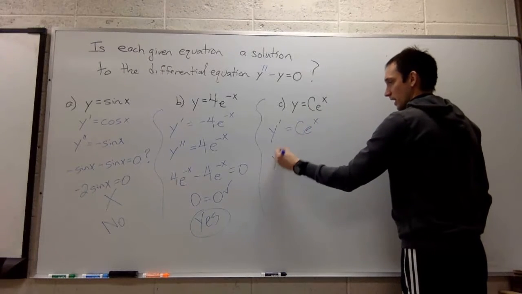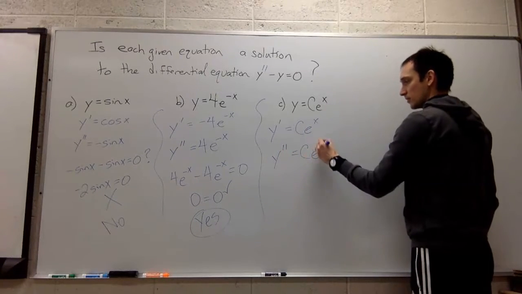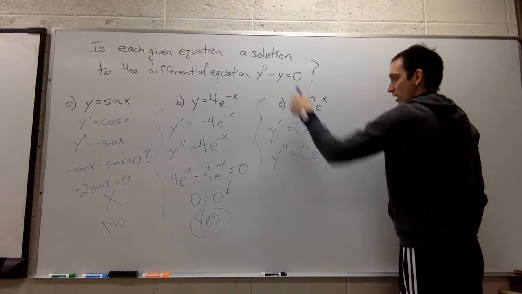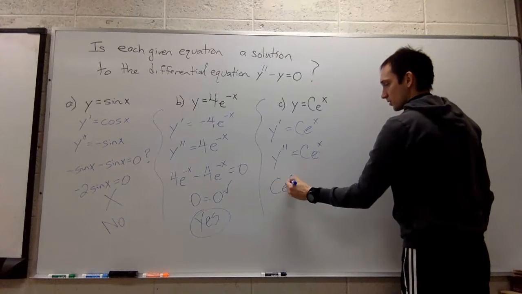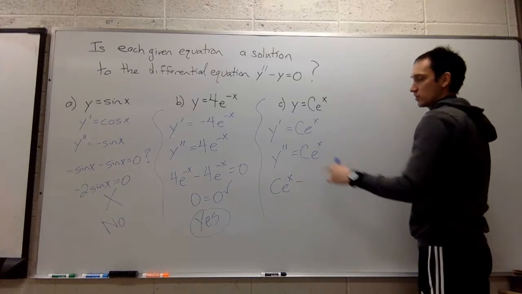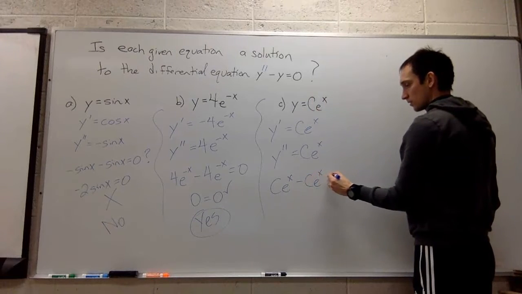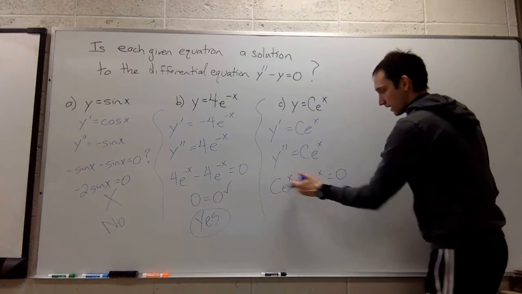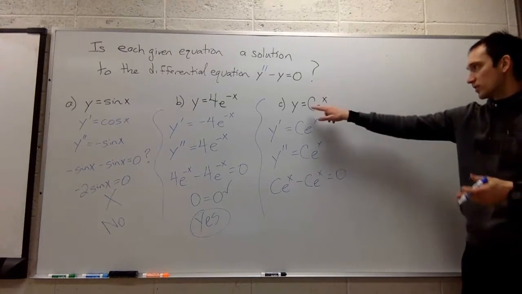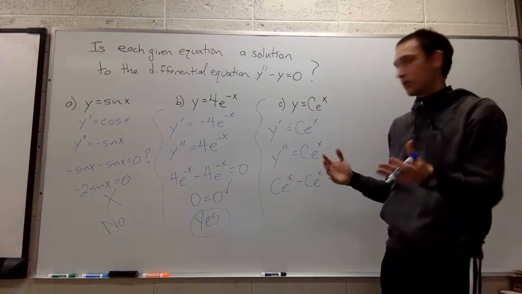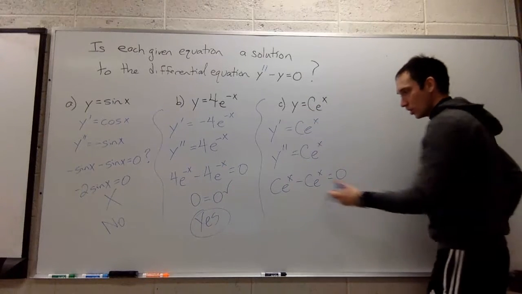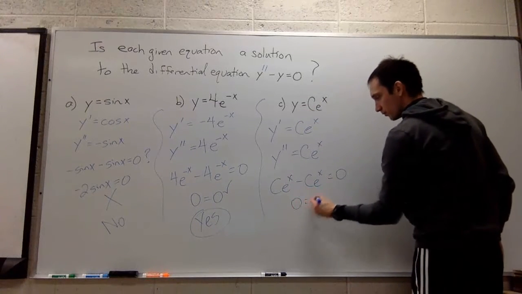You differentiate again, you still have C times e to the x. So y double prime is c times e to the x. You put that in the differential equation. You're subtracting y, that is also c times e to the x. This constant is the same throughout, right? Once we've established what that constant c is, whatever it is, it's going to be the same throughout here. So yeah, this is 0.